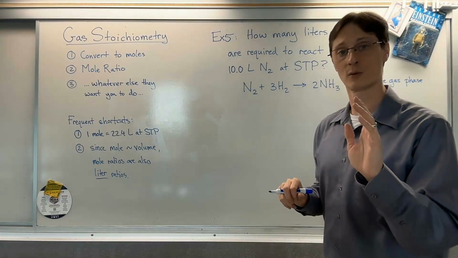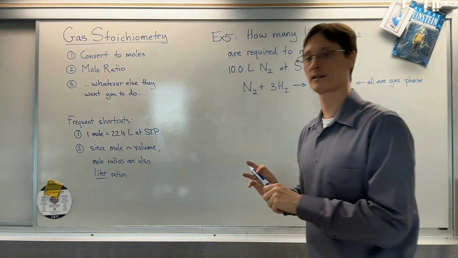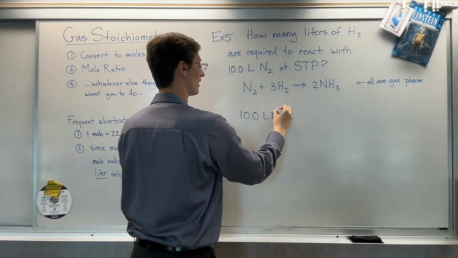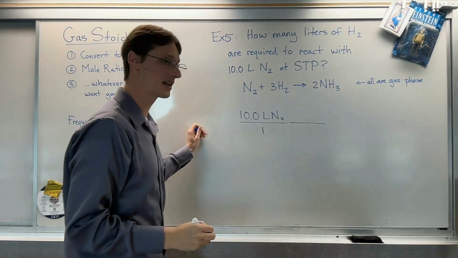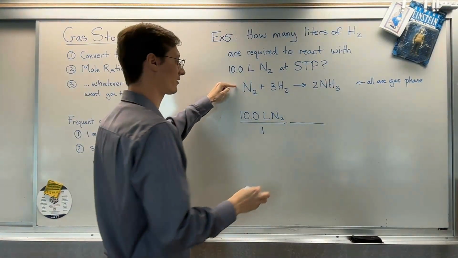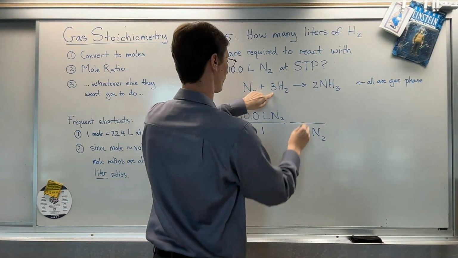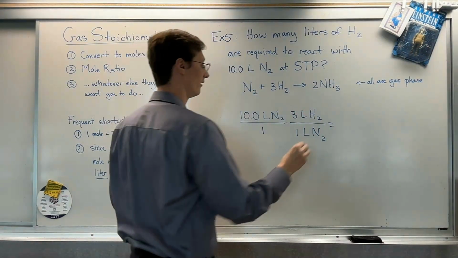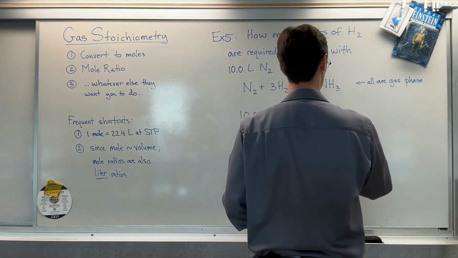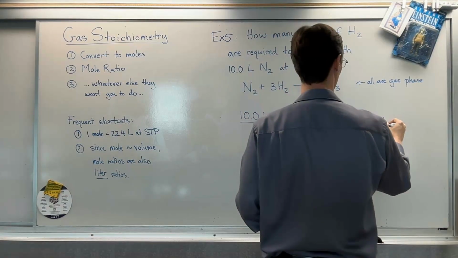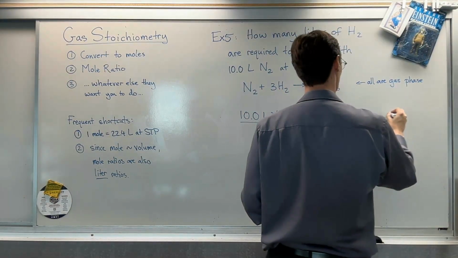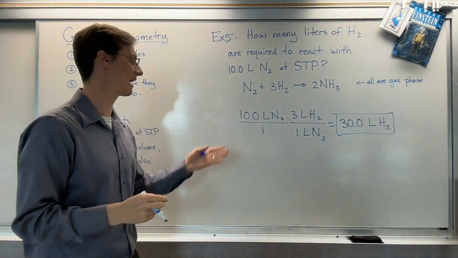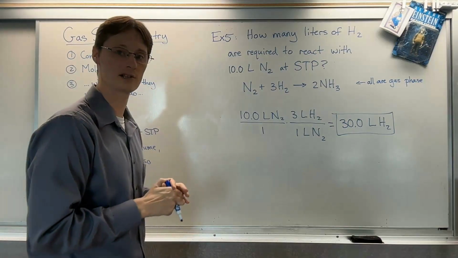Okay, so here's the work using the shortcut. We got 10 liters of nitrogen. As stated, 1 liter of nitrogen would react with 3 liters of hydrogen, giving me the result of 30.0 liters of hydrogen are required in order to react with 10 liters of nitrogen.